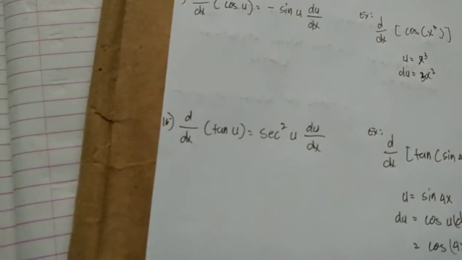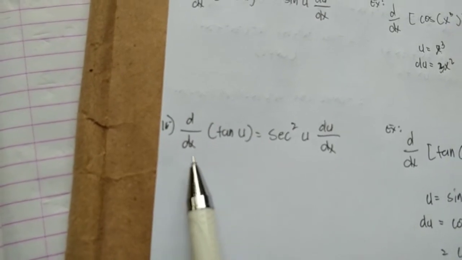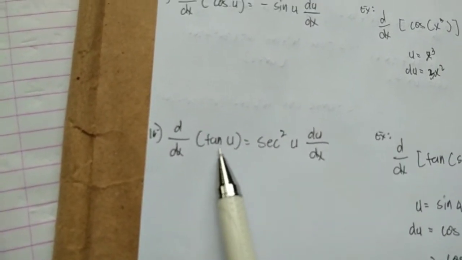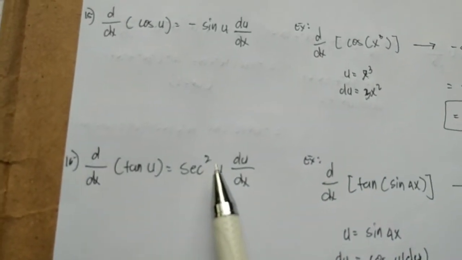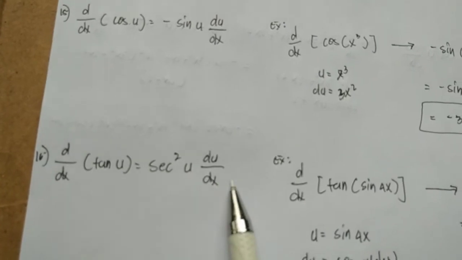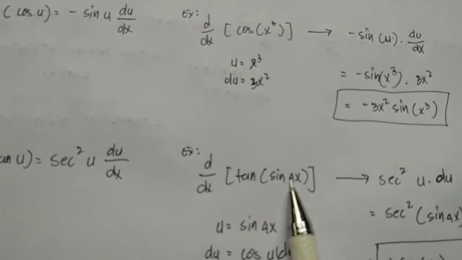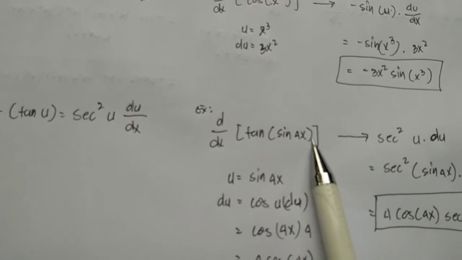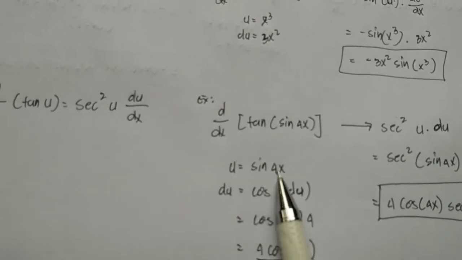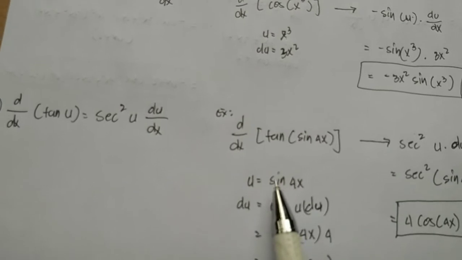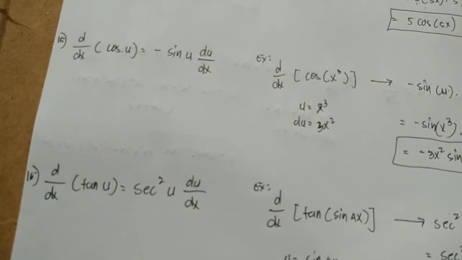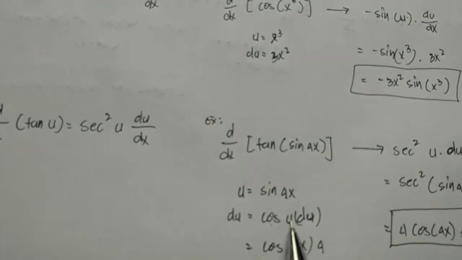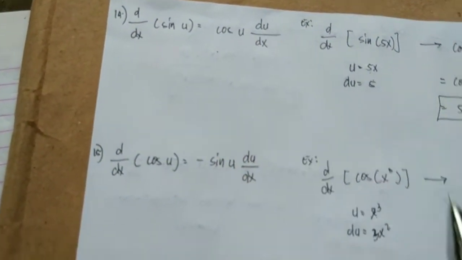So for number 16, d over dx of tangent u is secant squared u du over dx. For example, we have tangent of sine 4x. So find your u. Your u is sine 4x. Remember the derivative of sine u is cosine u du, from this formula.